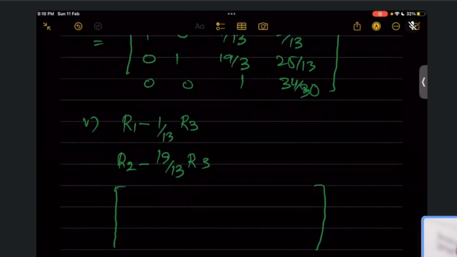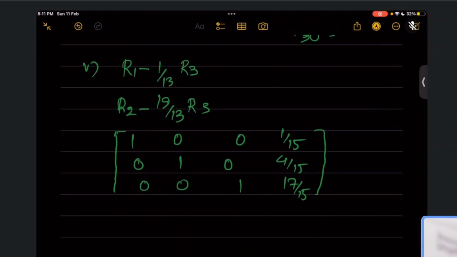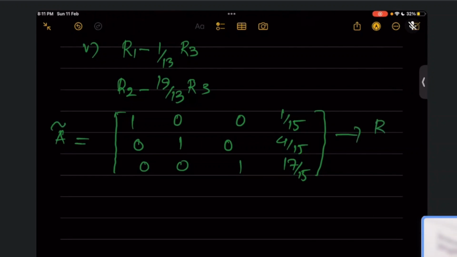Yeah. So this one is going to be 1, 0, 0, 1 by 15. The next one is going to be 0, 1, 0, 4 by 15. And the third one is going to be 0, 0, 1 and 17 by 15. See, clearly you can see these three are the independent column vectors, right? Now, this is the RREF. You can call it A tilde or RREF.